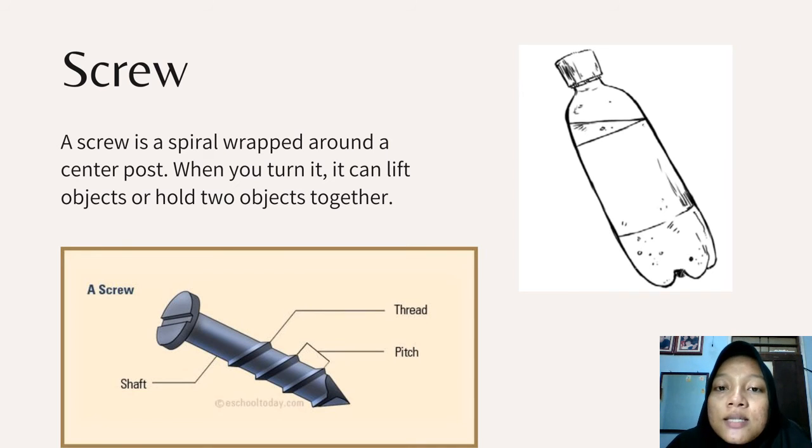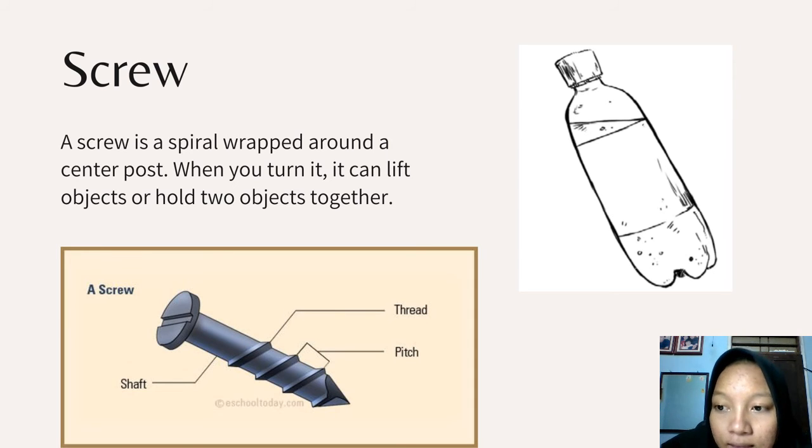And another example is the cap of a bottle. When you turn the cap one way, it opens, but if you turn it the other way, it seals. That's an example of it sealing and the bottle shutting. And this is the example of the screw.